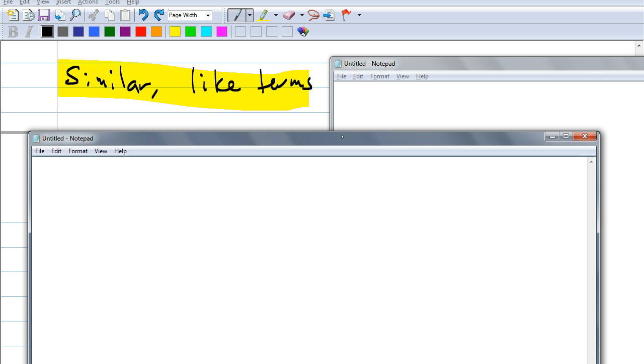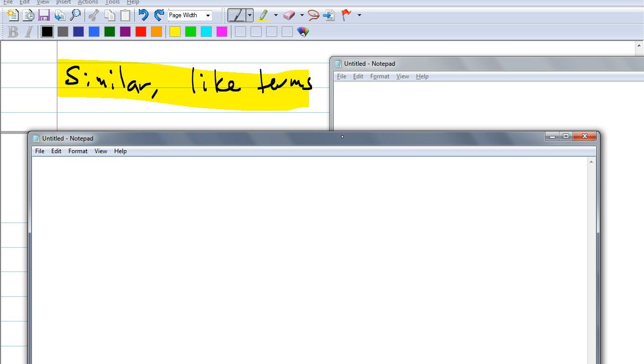Because I could say this: x and x squared. Don't they have the same variables? X. Are they like terms? X and x squared. No. So you've got to say something more than just same numbers or same variables. Anybody want to try? Yes, sir.